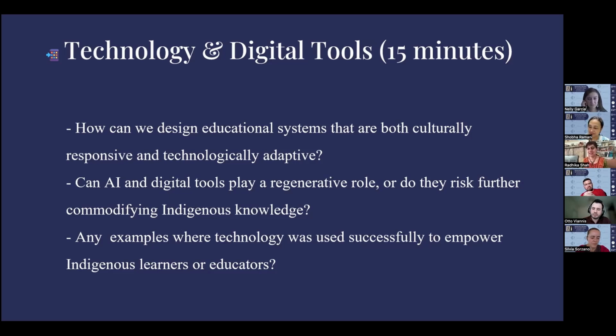I think the challenge is, are the incentives there in society to design it to be culturally responsive, technologically adaptive, or is the profit motive going to take it where it's most efficient and makes the most money for a few? That is the challenge of our times.